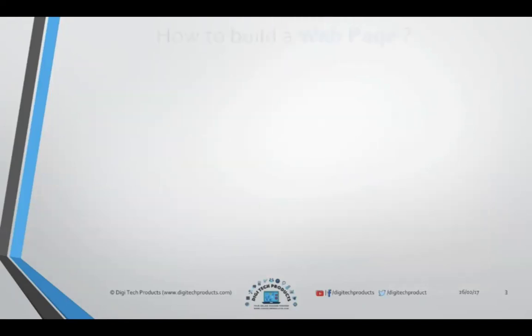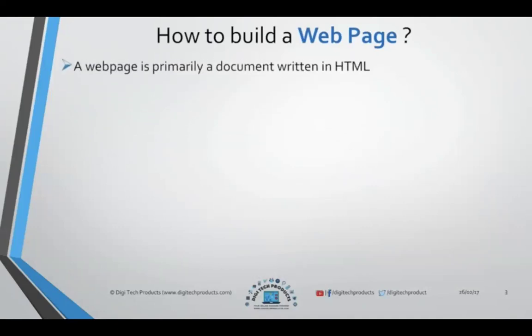Okay. So how to build a web page? First, a web page in a real-time scenario, excluding WordPress, where we have WordPress as a tool to build web pages. Forgetting that, if there is no WordPress, how do we build a web page? Because ultimately, even WordPress being a tool, it is also building the web pages in the same method that we are now going to see.